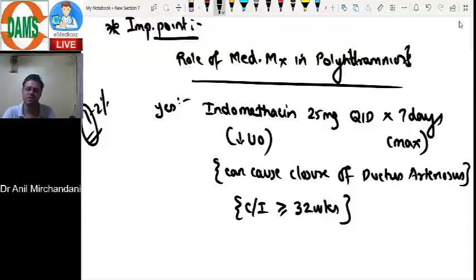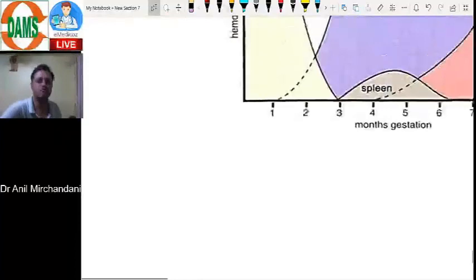Idiopathic is the usual cause. If they come with breathlessness, then amniocentesis. If they come with preterm labor, then tocolysis and steroids. If they come in active labor, then you will have to do controlled ARM. Prevent cord prolapse by doing controlled ARM. Got it? Very clear. This is all about the topic called polyhydramnios. Hopefully you have understood these topics.